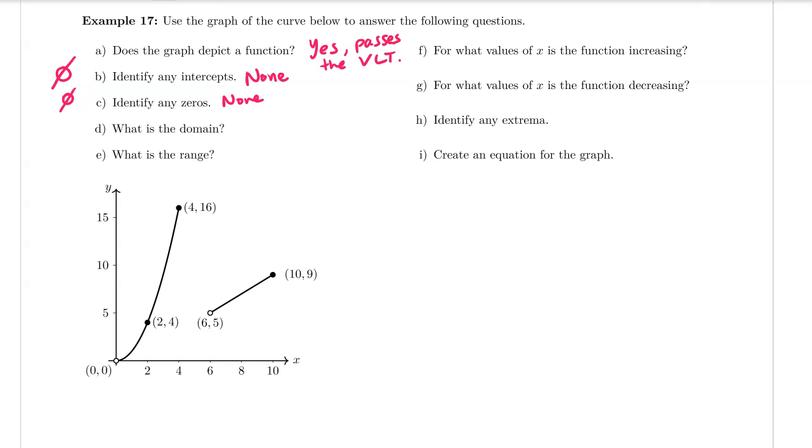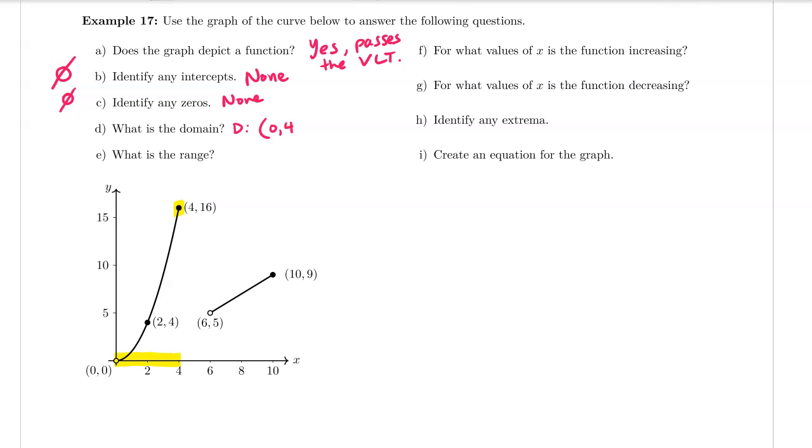Part D says what is the domain? Let's look at all the x values that are being utilized. Now, this is not a continuous function because in order to graph this, I could graph this portion, and then I would need to lift up my pen or pencil to continue graphing the next portion. There's a break, meaning that my domain is not going to be one single interval. So my domain starts at 0, but notice there's an open circle, so I need a parenthesis on 0. Then my x values continue to go until 4, because that's where this ordered pair stops.